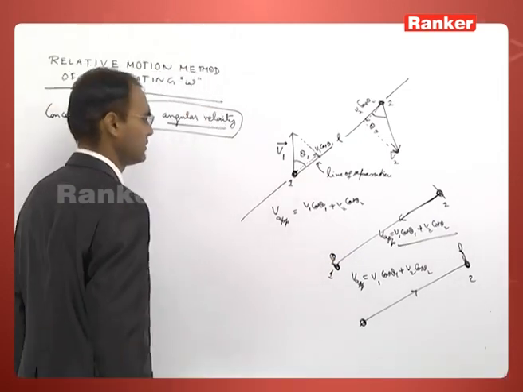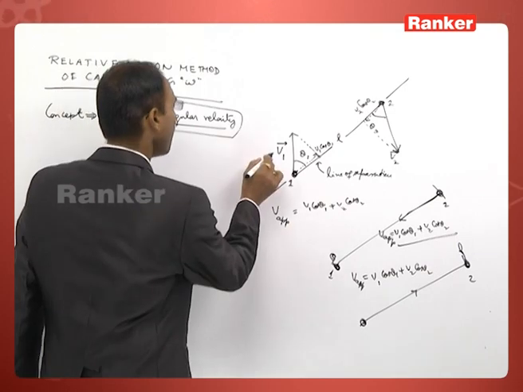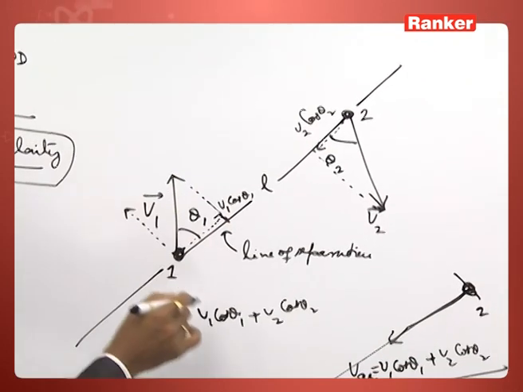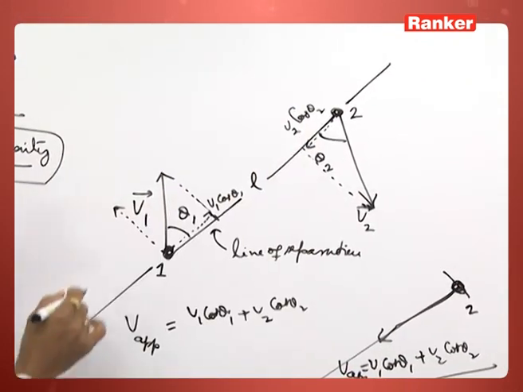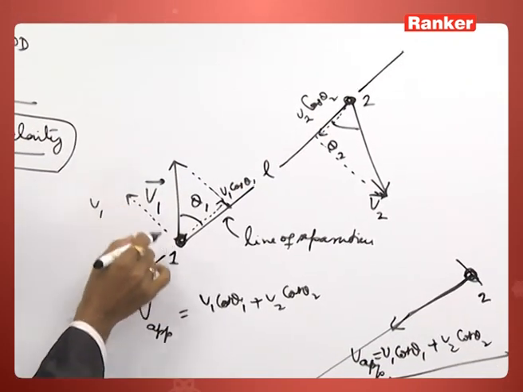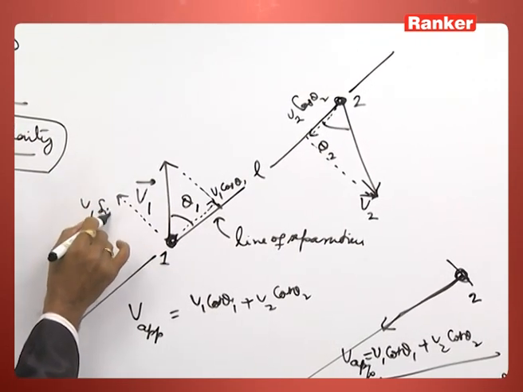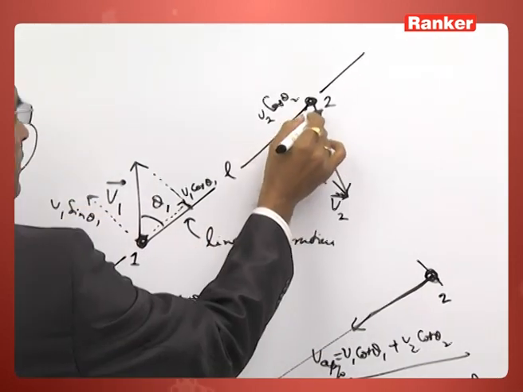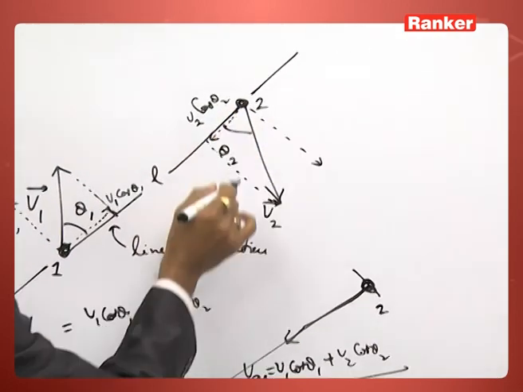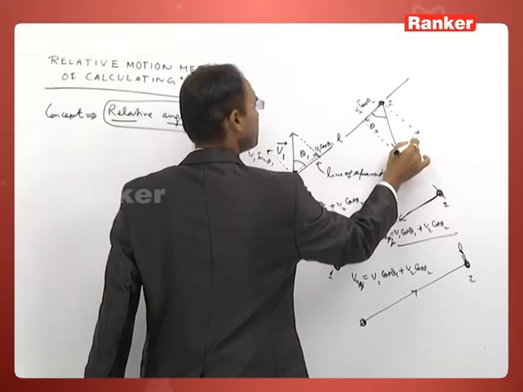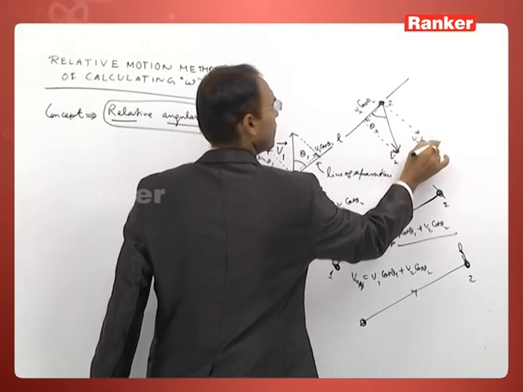Well, let us now take the projection or component of their velocities perpendicular to the line of separation. V1 component perpendicular to the line of separation will be V1 sin theta 1. The other velocity V2, its component normal to the line of separation is V2 sin theta 2.